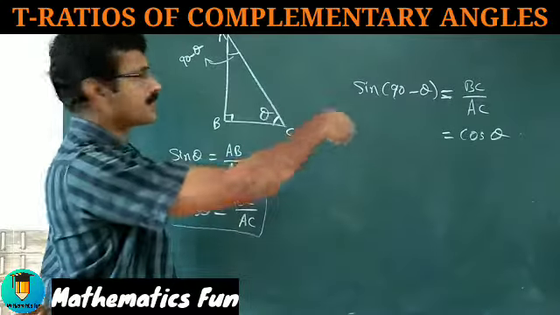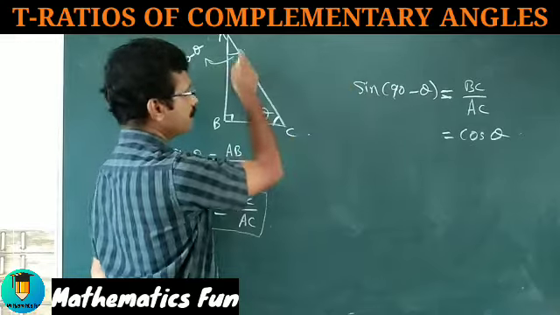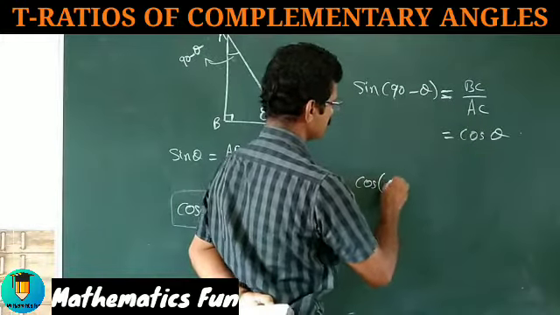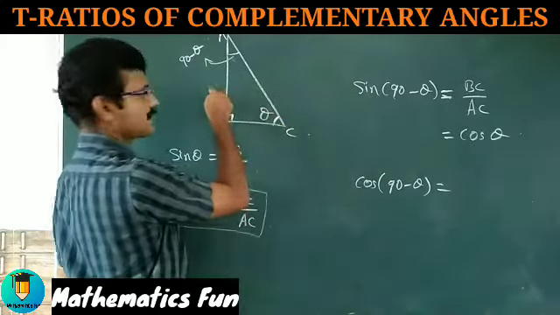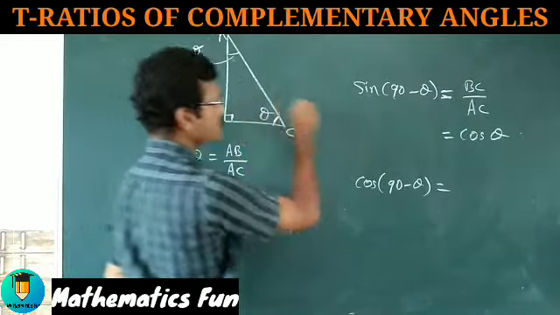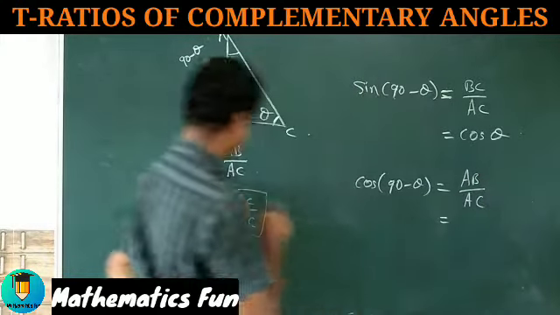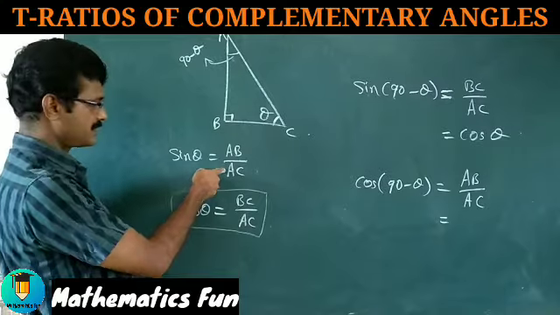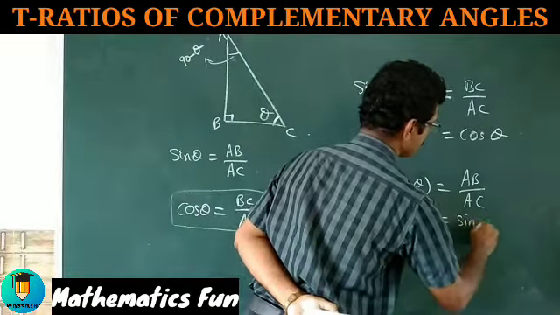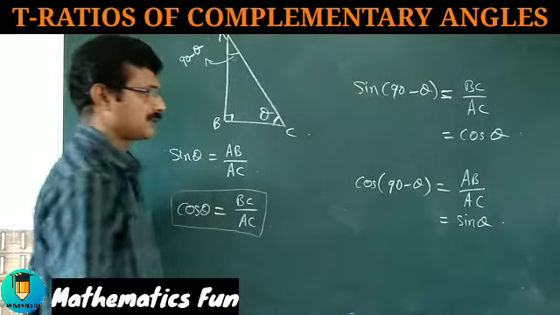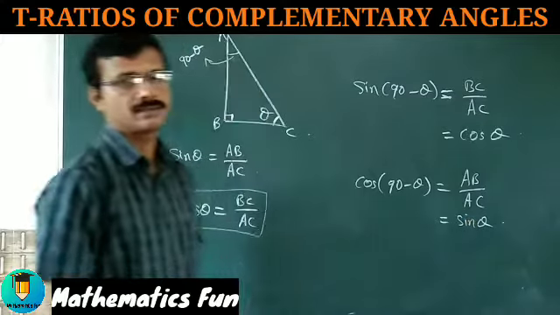Now there is one complementary result. Here I found it for sin, now I will go for cos. Cos 90 minus theta from the diagram is adjacent by hypotenuse, that is AB by AC. Look here, what is AB by AC? AB by AC is sin theta. So we get another result: cos 90 minus theta is sin theta.